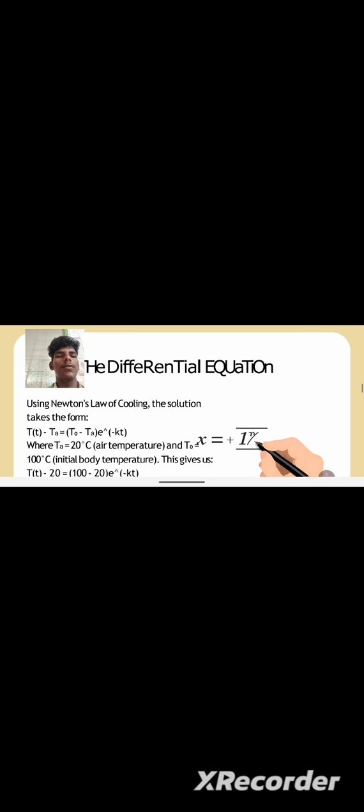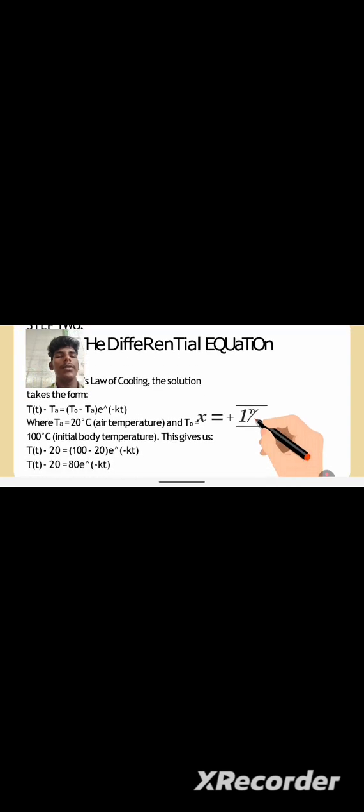Step 2. Solve the differential equation. Using Newton's law of cooling, the solution takes the form T(t) minus Ta equals (T0 minus Ta) e power minus kt, where Ta equals 20 degrees, the air temperature, and T0 equals 100 degrees Celsius, the initial body temperature. So T(t) minus 20 equals (100 minus 20) e power minus kt. T(t) minus 20 equals 80 e power minus kt.